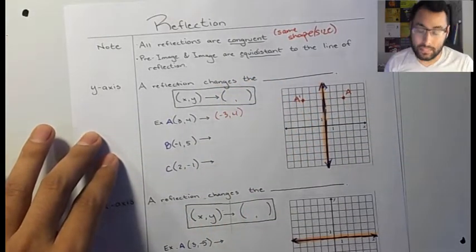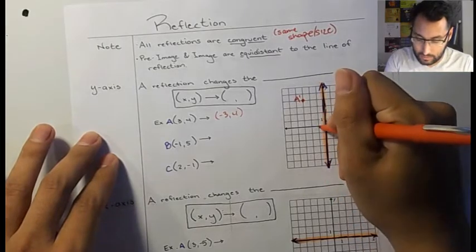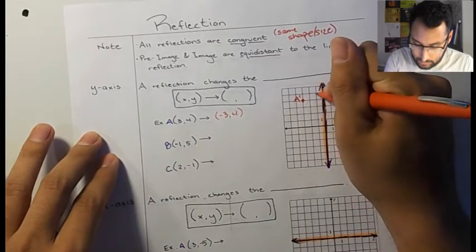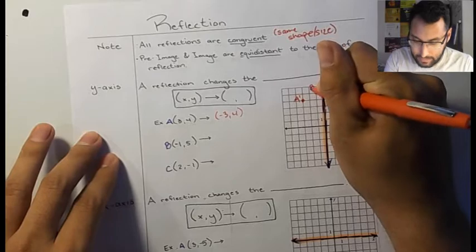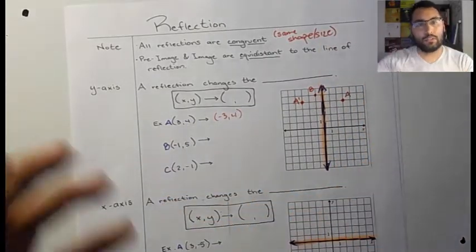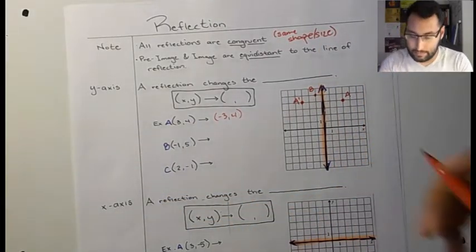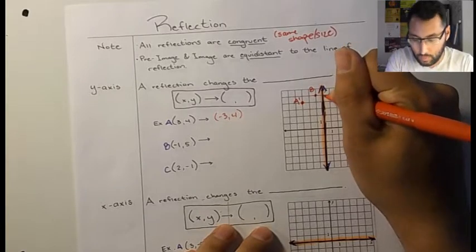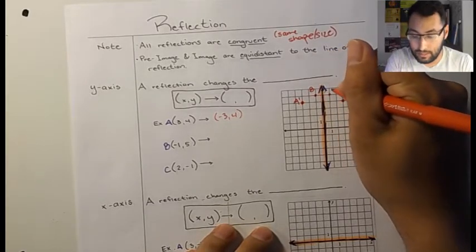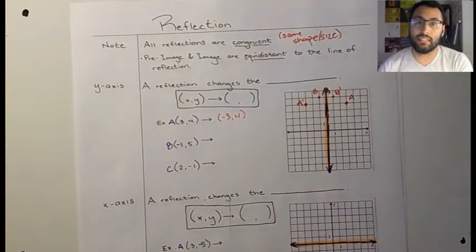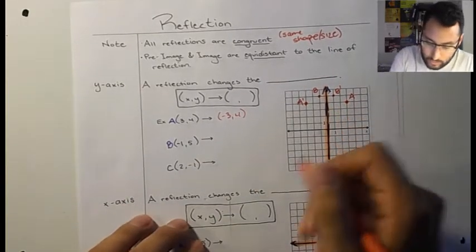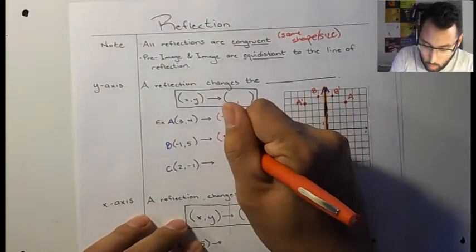Next one is B, so that's (-1, 5). That's 1 to the left, 5 up. 1, 2, 3, 4, 5. This will be B. Now we're starting on the left side, so if I reflect it, it's going to be on the right side. So that'll be over here, right? We're 1 away from the line, so our image is also going to be 1 away from the line. That's B prime. And that coordinate over there is (1, 5).